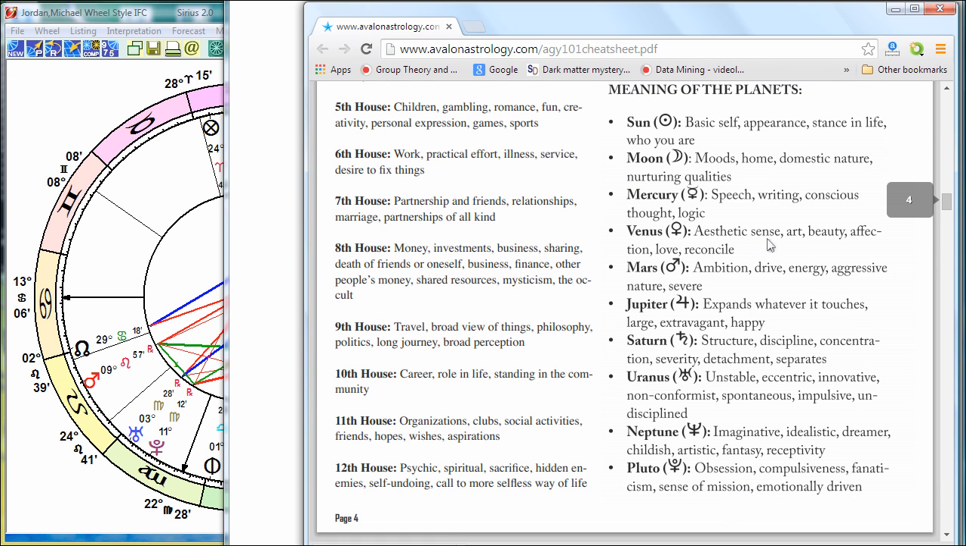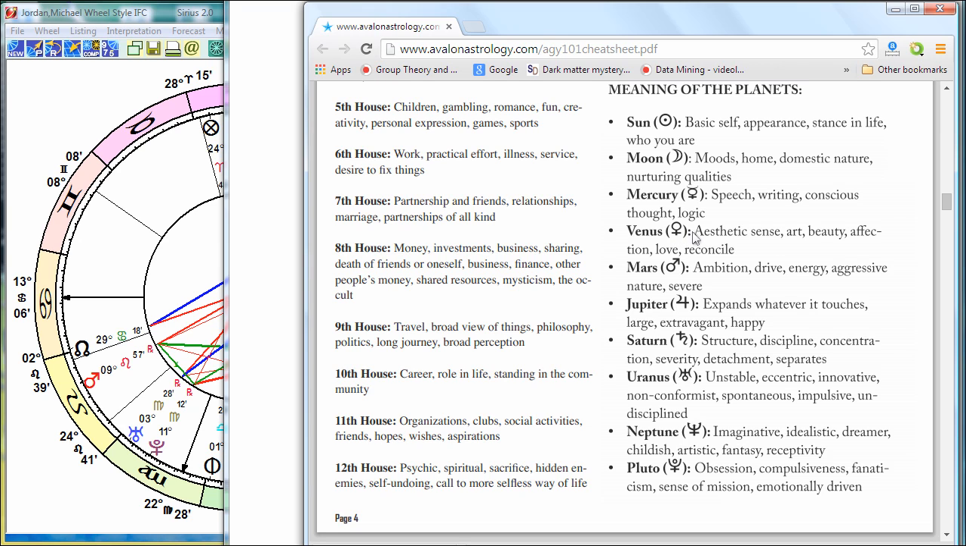Okay, so I said Venus: aesthetic sense, art, beauty, affection, love, the ability to reconcile or negotiate, to be pleasant. There's Saturn, the wise old man: structure, discipline, concentration, severity, detachment. Some people say it separates things, isolates things. Different emphasis by different astrologers. Okay, so there's some of the basic language of astrology, and then again, all you do is connect the ideas.